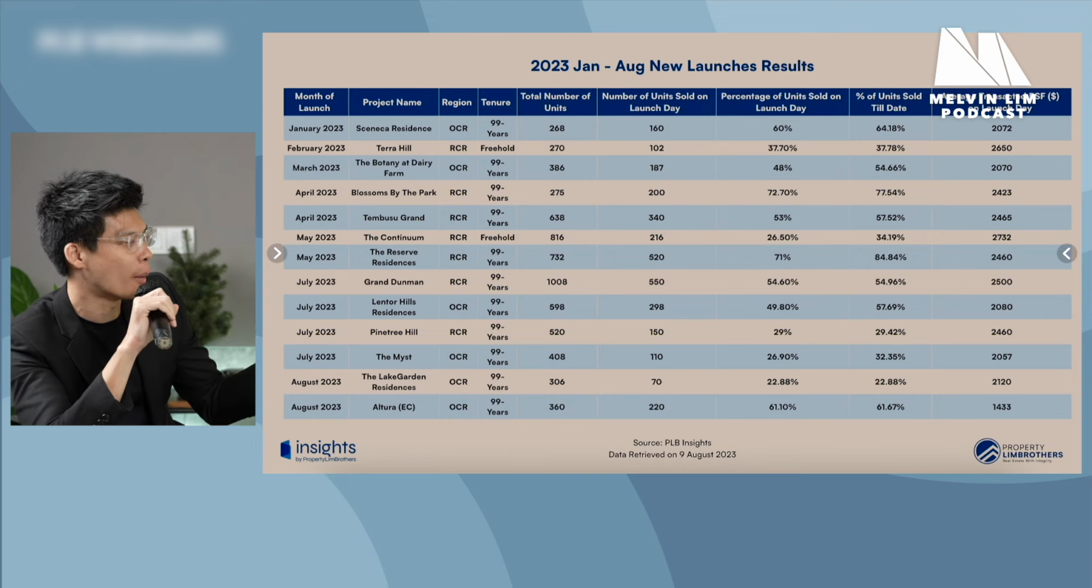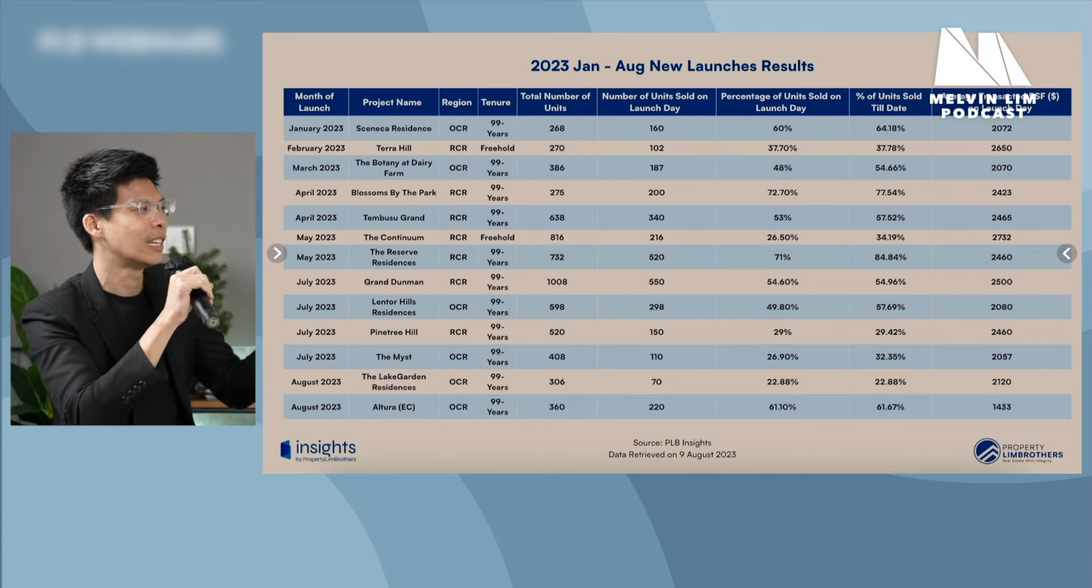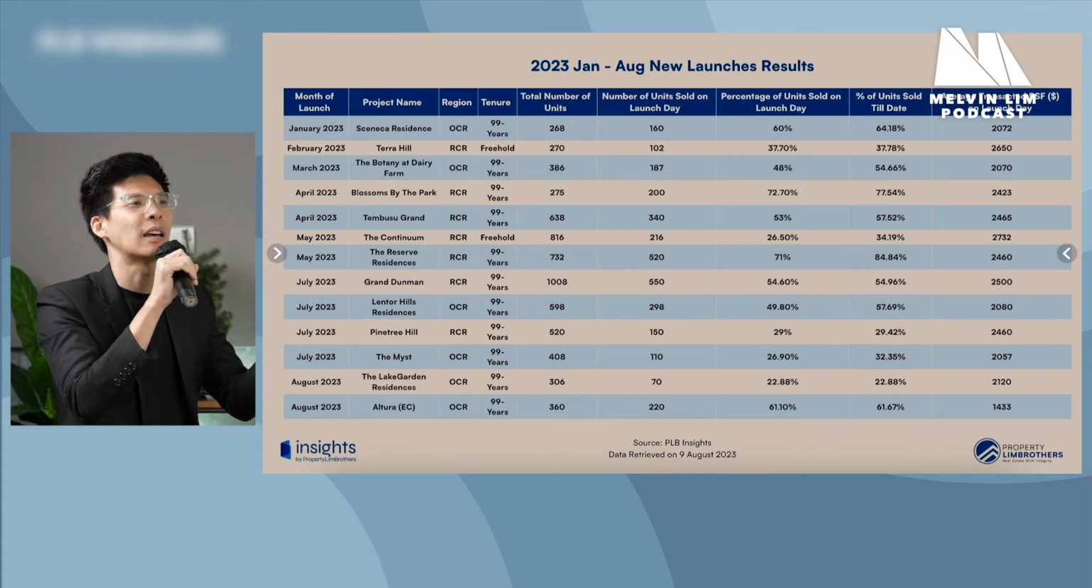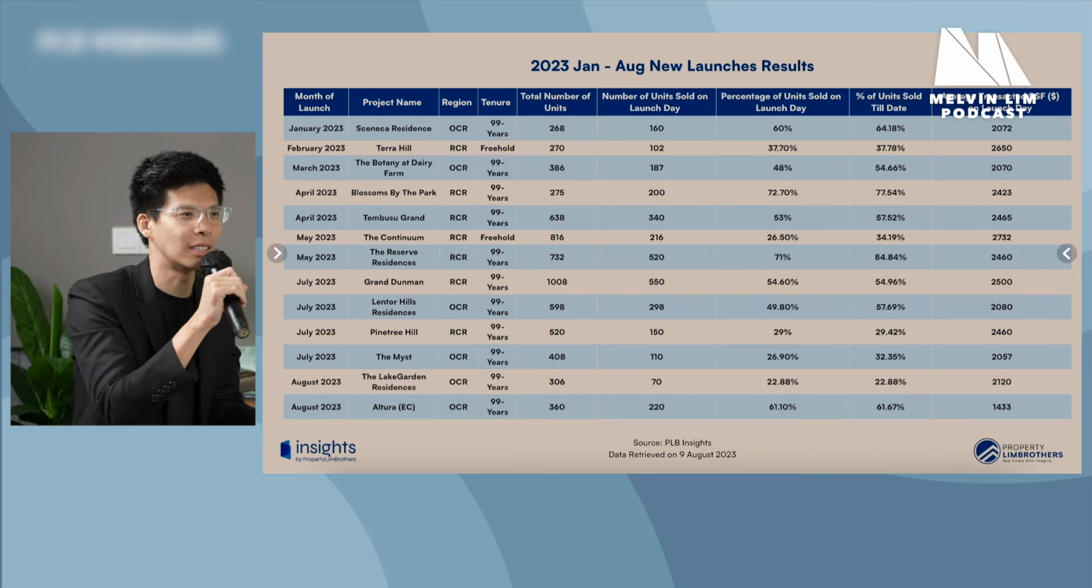For example, if you are back in 2022, when new launch supply is very, very limited, you realize that every time, on the first day of sale, they sell 70 to 90%. I think the highest was 97% for Amor Residences.